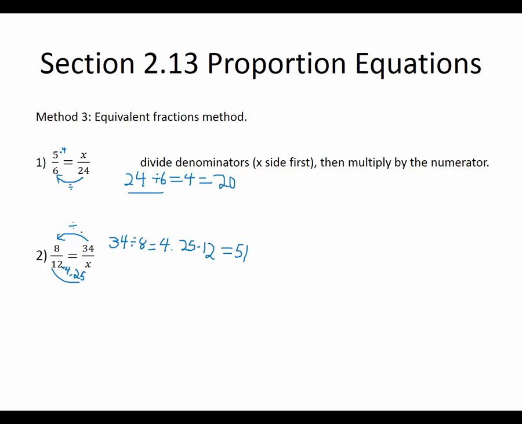So to summarize, there are 3 different processes that you can use for solving proportion equations. They all essentially involve 2 steps. One is going to be multiplication and one is going to be division. Don't just guess though, make sure that you pick one of these 3 methods and multiply and divide the correct numbers.